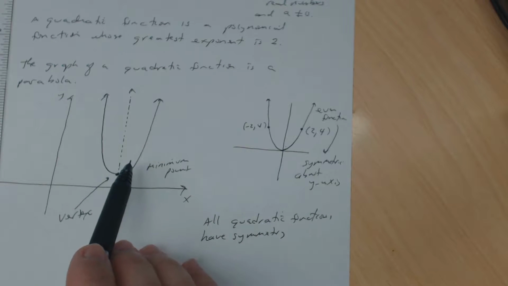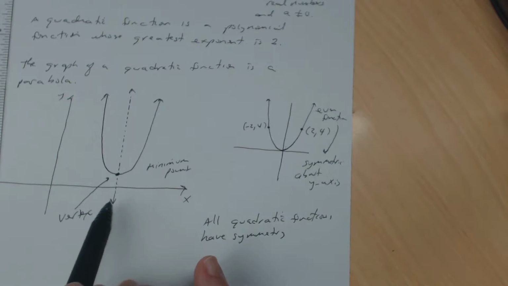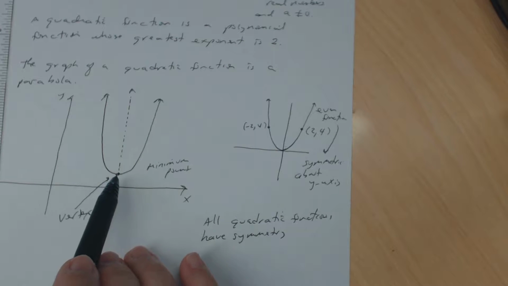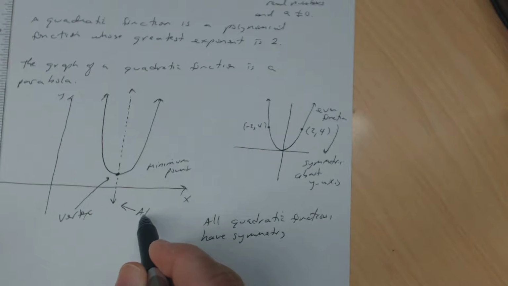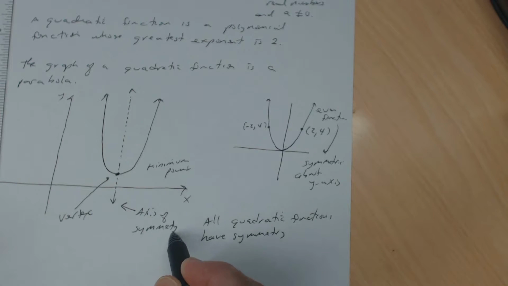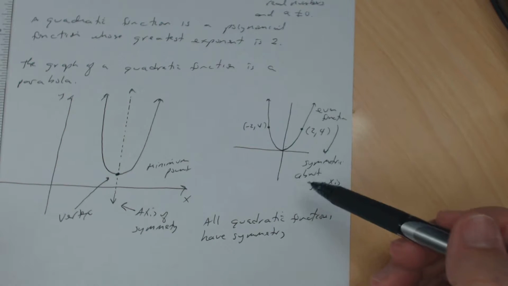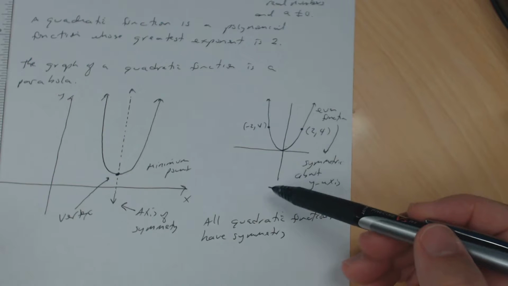So that line right here, whatever that line is, it's always going to go through the vertex. That line is called the axis of symmetry. The axis of symmetry. So for this even function here, the axis of symmetry would be the y-axis.